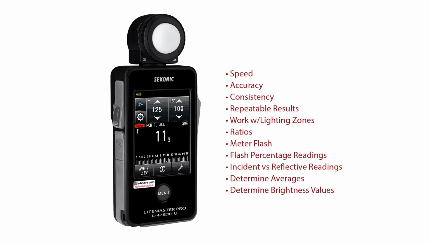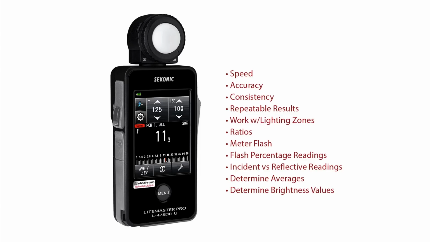Now I've called out a few of the other benefits. A light meter is going to give you speed, accuracy, and consistency. It's going to allow you to create repeatable results, it's going to help you when you're working with lighting zones, and it's going to allow you to determine ratios between your lights. For example, 1 to 2, or half power to full power. If I'm using the key light at f/11 and I want my edge lights a stop under, that's -1. There's my ratio.